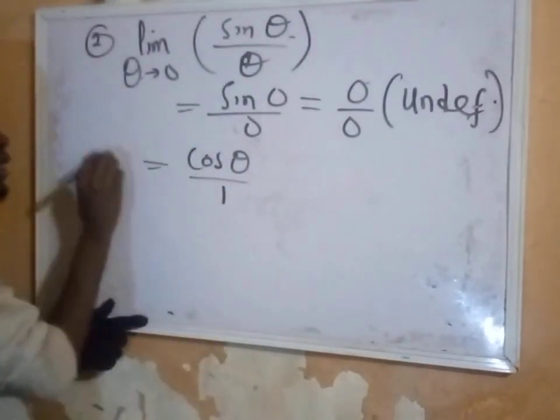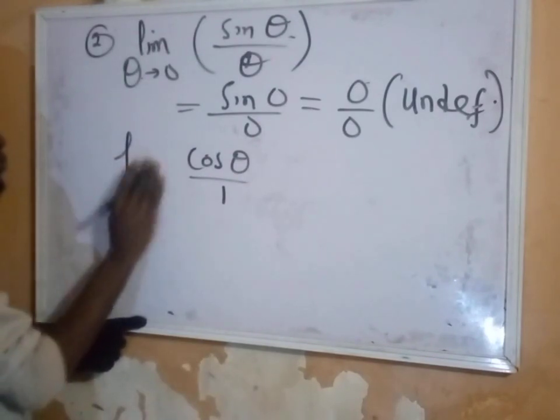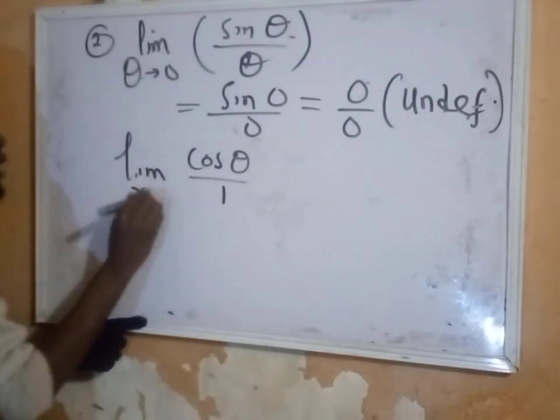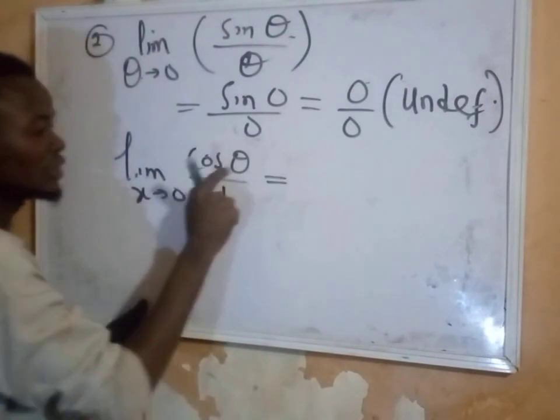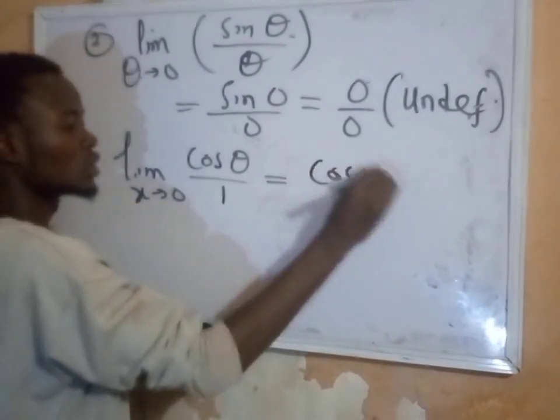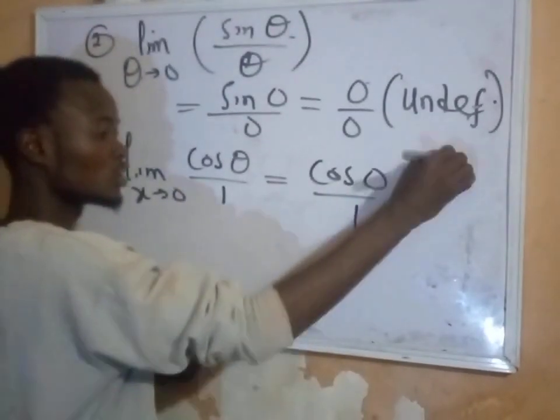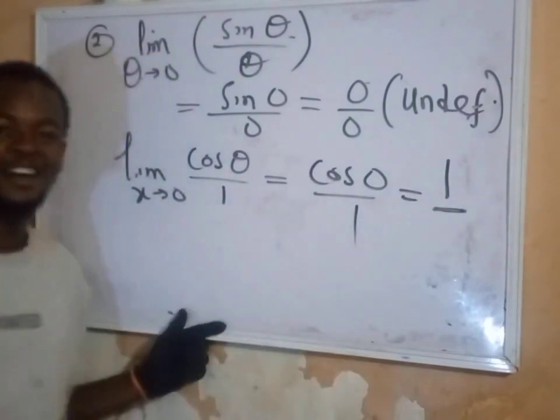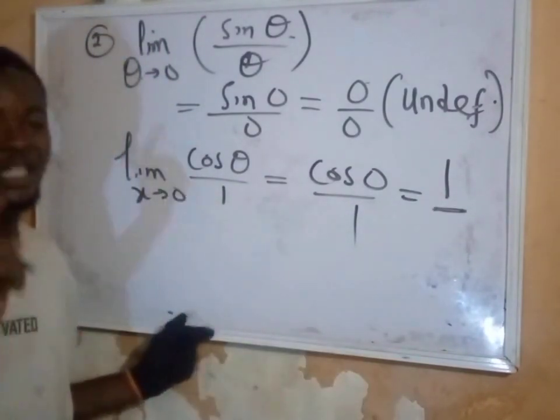Then you take the limit as x tends to 0. So if theta equals 0, we are going to have cos 0 divided by 1, and cos 0 equals 1. Yeah, cos 0 equals 1.